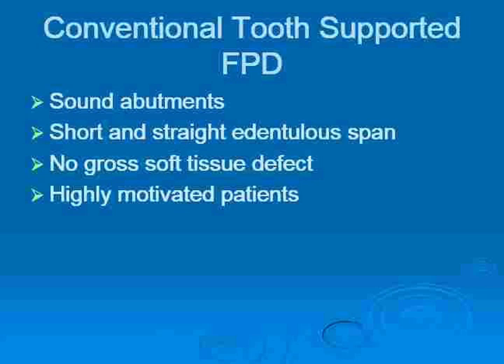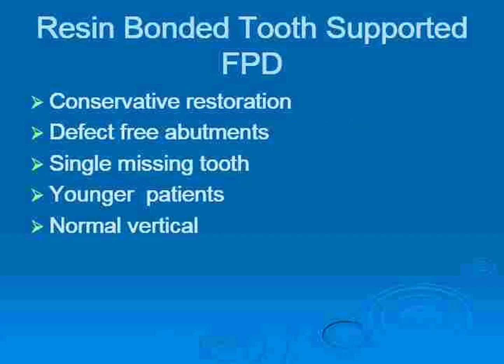Conventional tooth supported prosthesis is indicated when there is a sound abutment, a short and straight edentulous span, no gross soft tissue defect and patients who are highly motivated. Resin bonded tooth supported FPDs are indicated as a conservative restorative therapy when the abutments are defect free, in a single missing tooth, in younger patients with normal vertical dimensions of face.